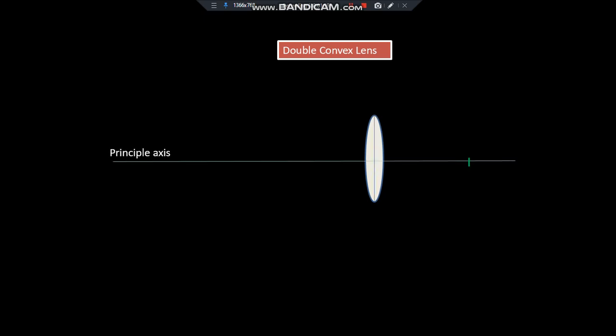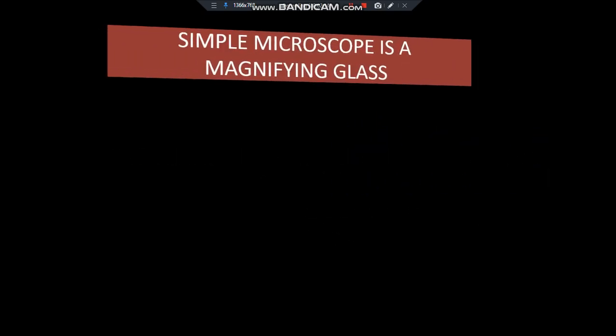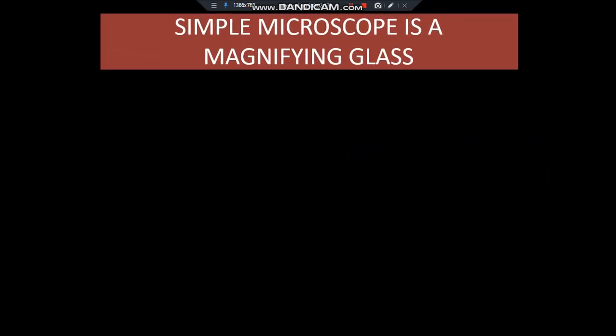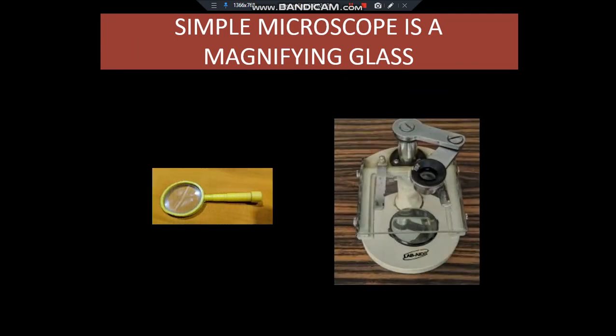Double convex lens. We have the principal axis. We have the focus on both the sides. That is the focal length F, with O as the optical center. We use it in a simple microscope, which is nothing but a magnifying glass. Let us see the ray diagram of a simple microscope.